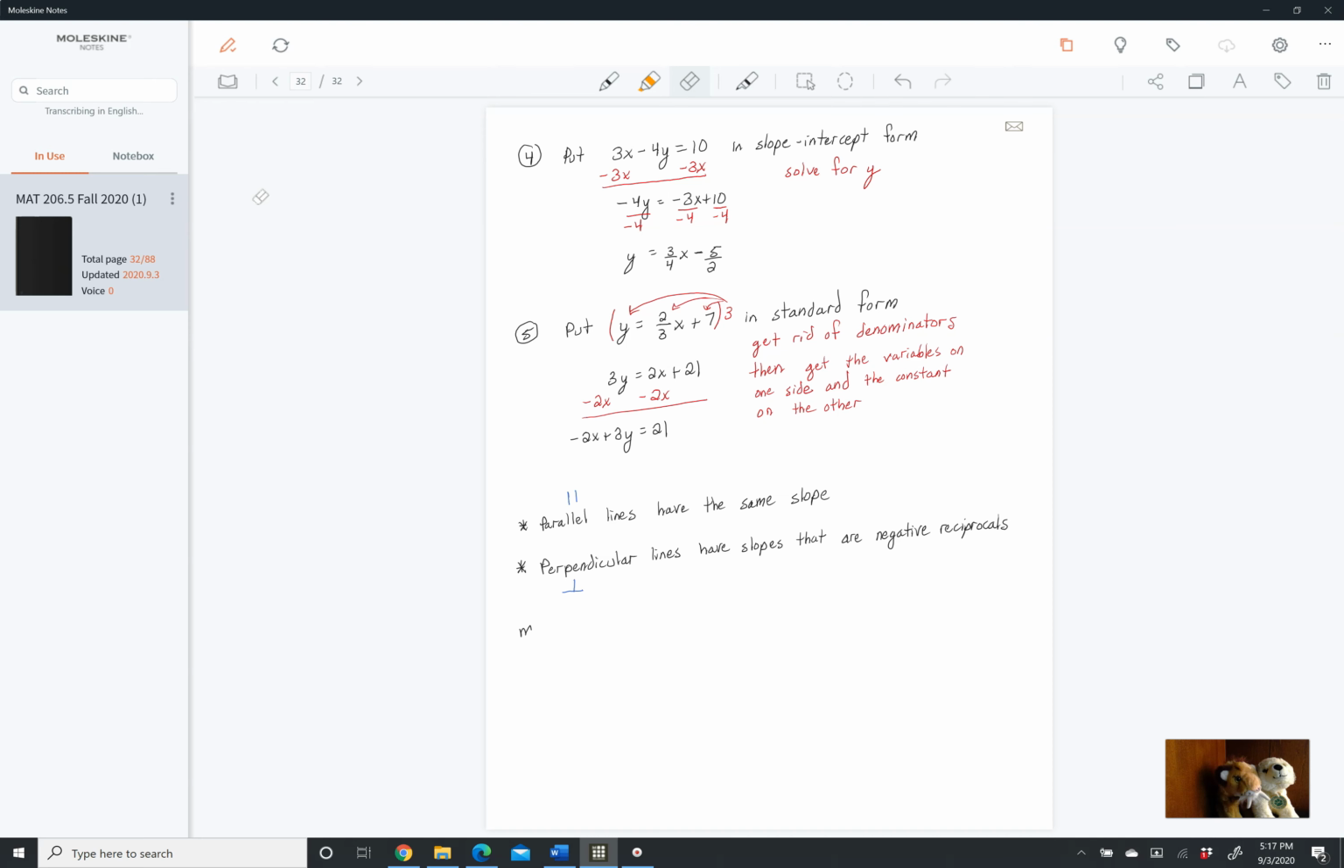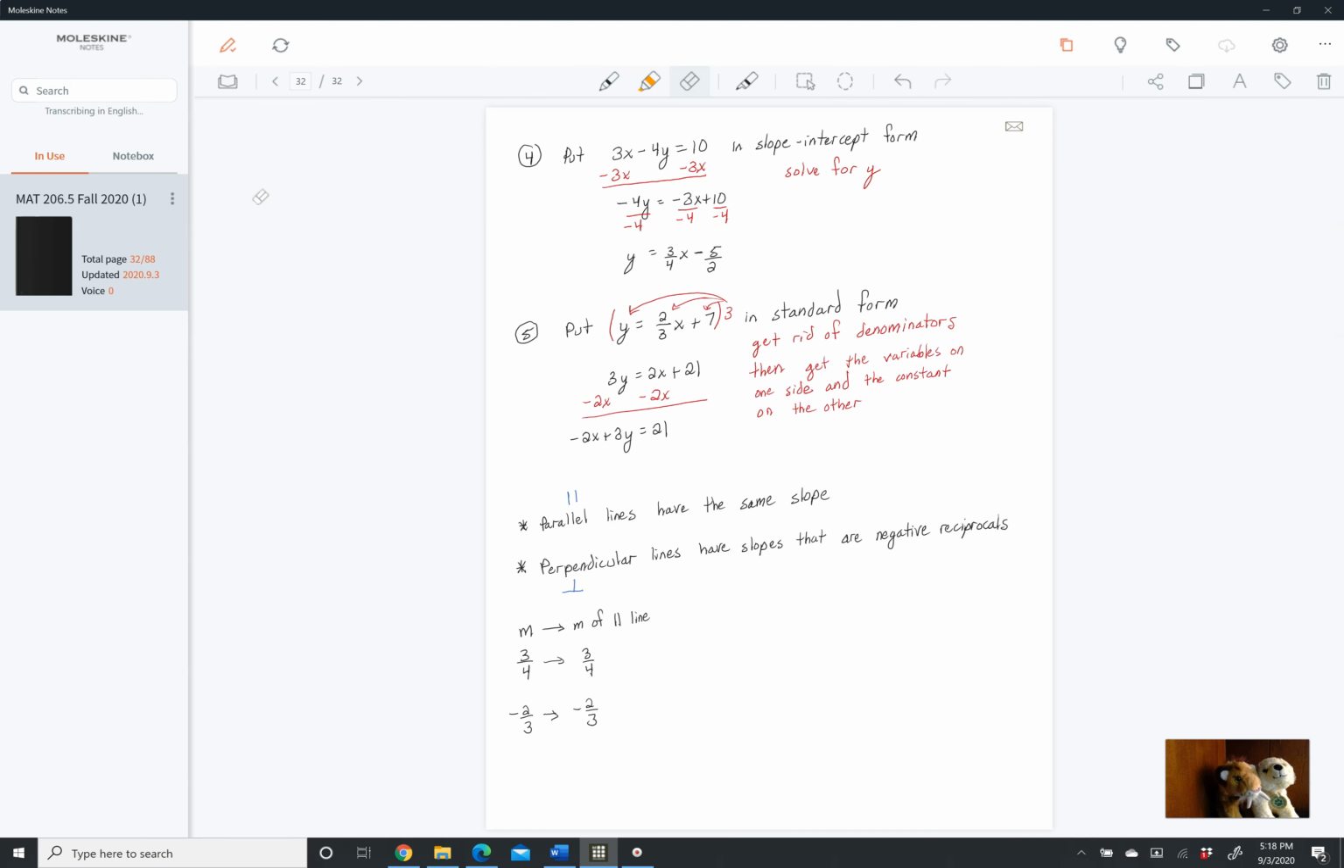So if the slope of a line is 3/4, then the slope of a parallel line would also be 3/4. If the slope of a line is -2/3, then the slope of the parallel line is -2/3. Okay, that should be pretty clear that it's just exactly the same.